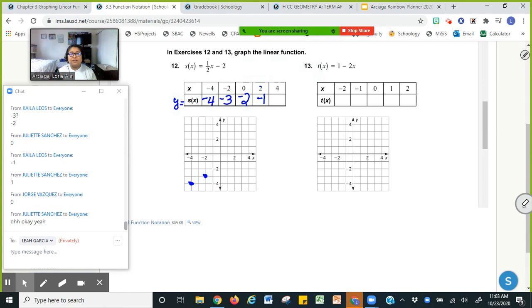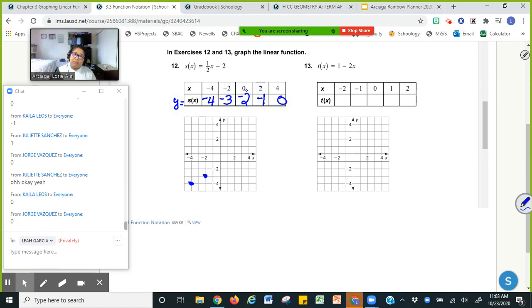Okay, next. Last one. Half of 4, take away 2. So half of 4 is 2, take away 2. Very good, George and Kayla, 0. So this is -1 and this is 0. Okay, let's graph the remaining 3.